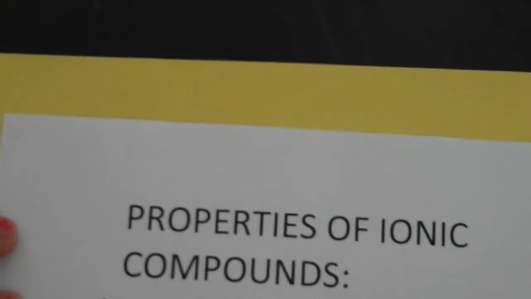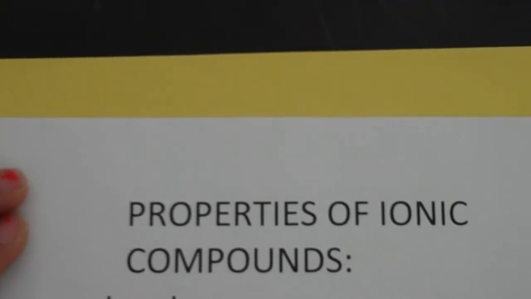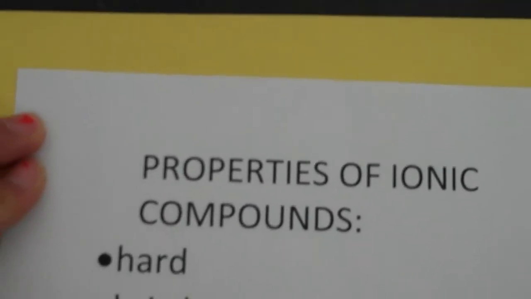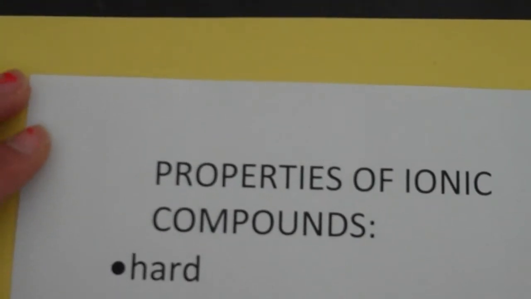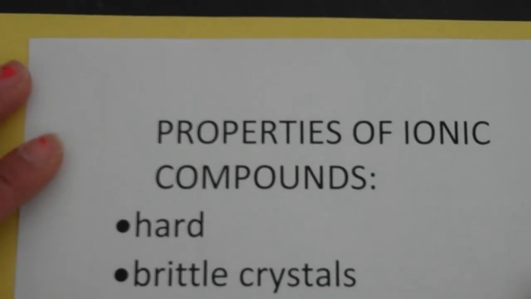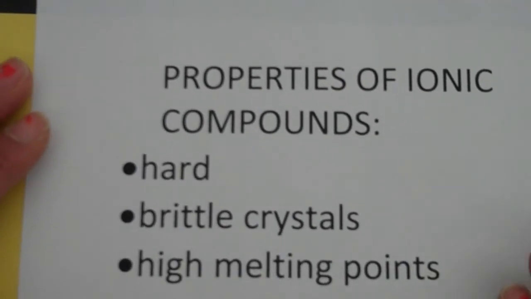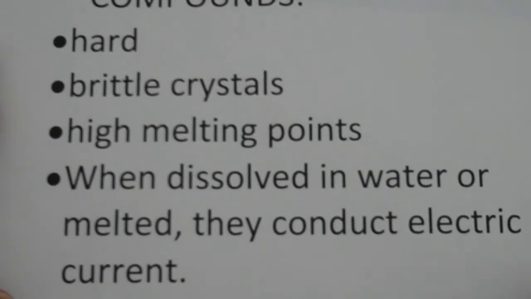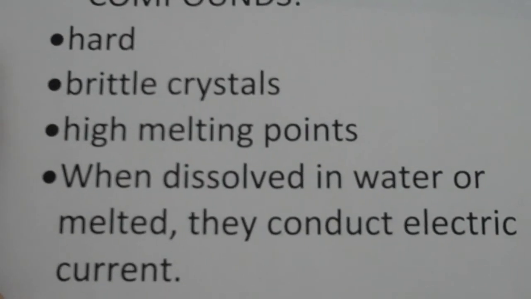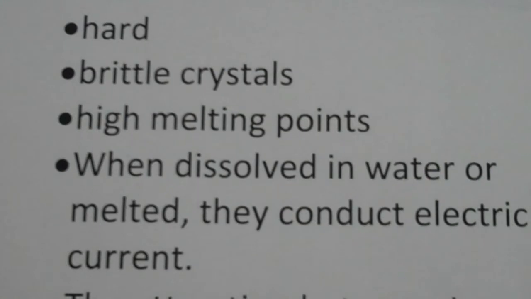Okay, the last thing to tell you is a long list. Get ready, you're going to do some bullets. Properties of ionic compounds. Some properties of when they're bonded is that they become hard, brittle crystals. They have high melting points in general. And when you dissolve these in water or you melt them, they can conduct electricity, electrical current.